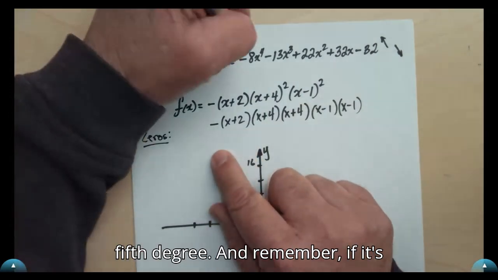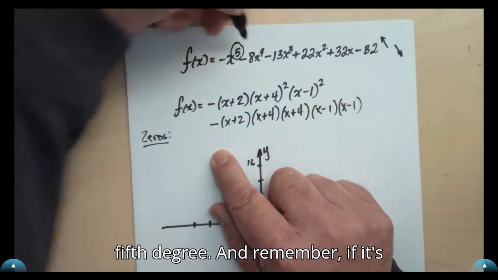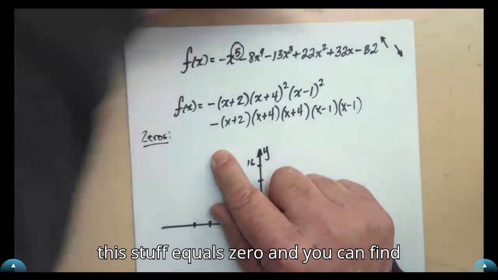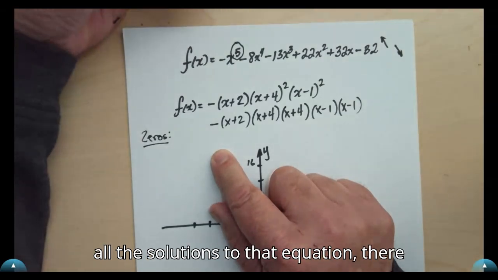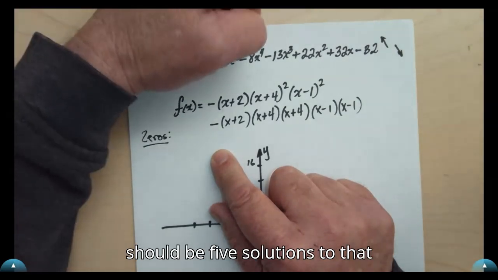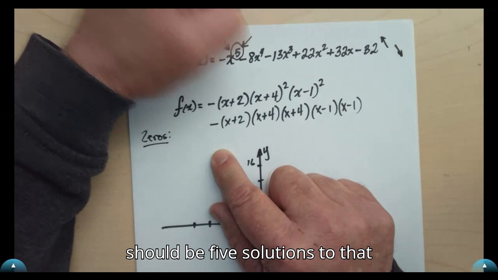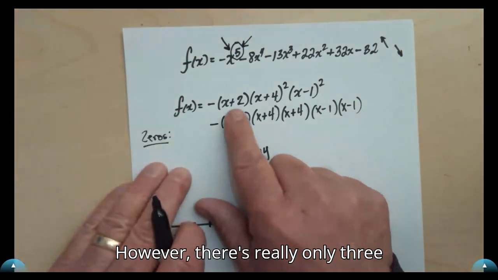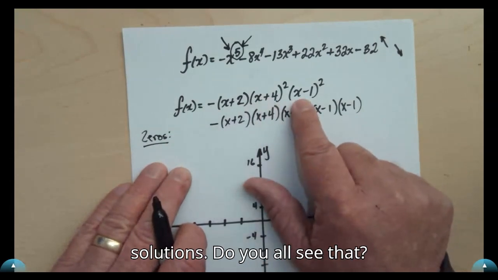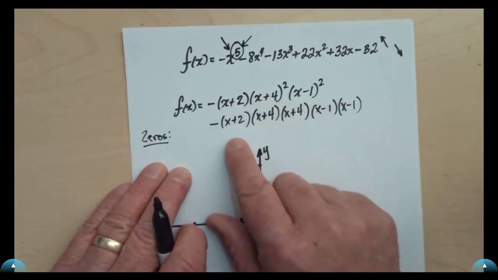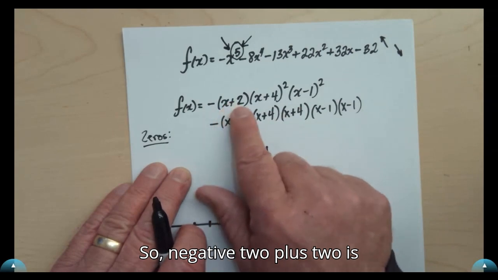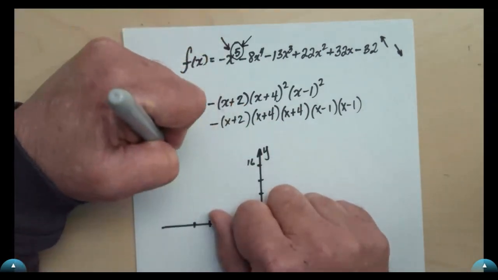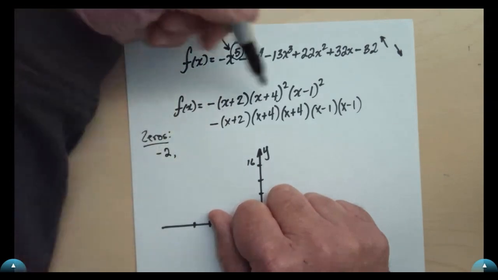Now this is fifth degree. And remember, if it's fifth degree, if you write all of this stuff equals 0 and you can find all the solutions to that equation, there should be 5 solutions to that equation, right? However, there's really only 3 solutions. Do y'all see that? So negative 2 plus 2 is 0. So negative 2 makes the entire thing 0.